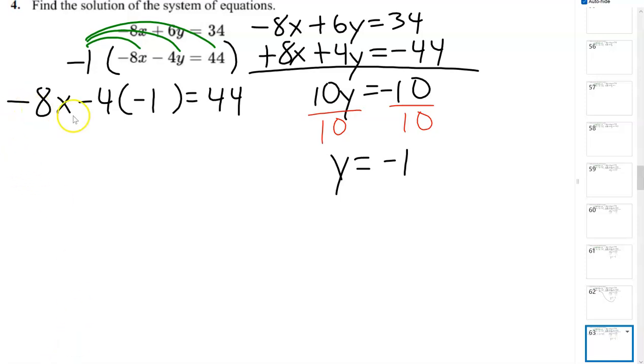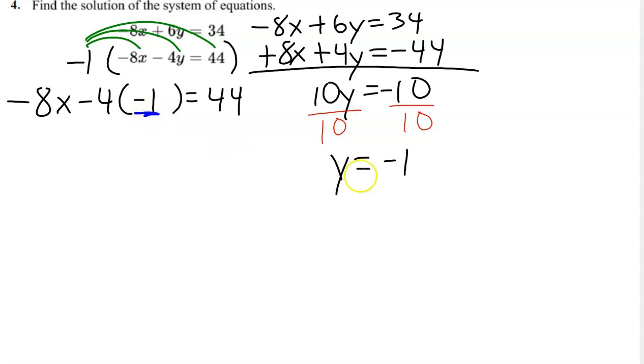So now I've got -8x minus 4 times y, which is -1, is equal to 44. Alright, so I have a negative times a negative. That's going to be a positive. And 4 times 1 is 4. So now I have -8x plus 4 is equal to 44.